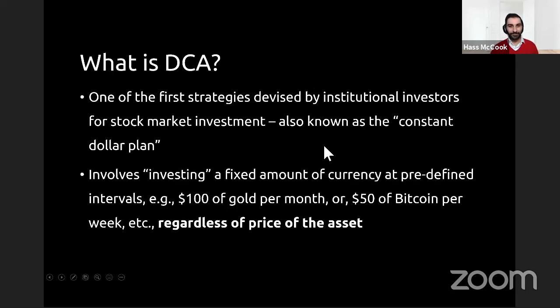So what is DCA? DCA is tried and true. It dates back to some of the earliest days of institutional investing. It was a strategy devised to reduce volatility of entering and building a portfolio. It's also known as the constant dollar plan, and it involves investing the same amount of money at predefined, consistent intervals. For example, buying $100 worth of gold a month or $50 worth of Bitcoin a week, regardless of the price of the asset. The important thing to note is the fixed amount of the fiat sum and the fixed interval of investment. To use Bitcoin as an example, $10 worth of Bitcoin today might buy you 100,000 Satoshis, whereas $10 of Bitcoin tomorrow might buy you 95,000 Satoshis, and so on and so forth. The important thing is the fixed interval and the fixed amount, and that's effectively what DCA is.